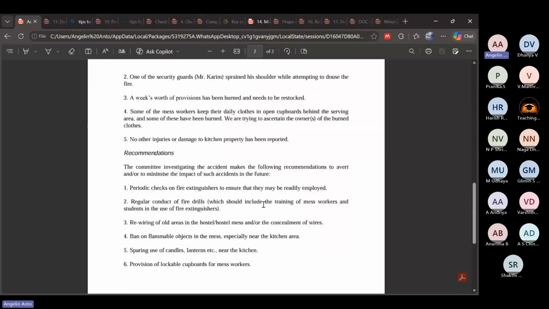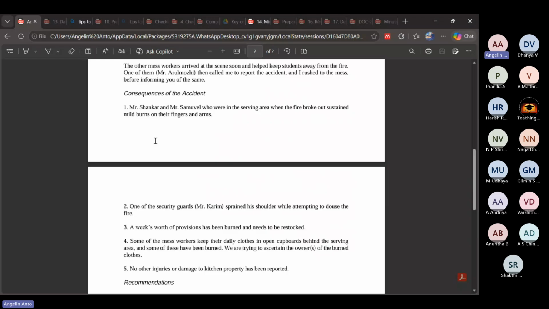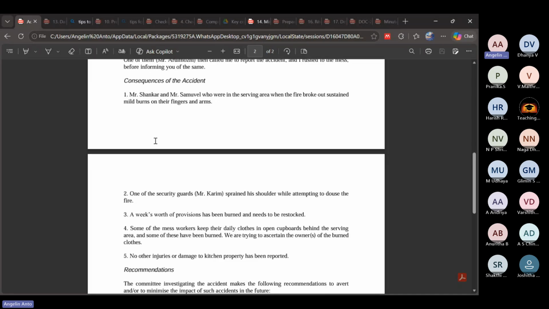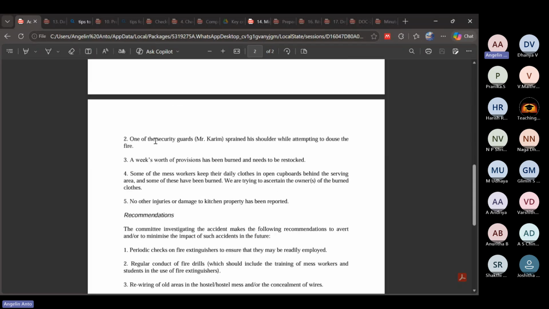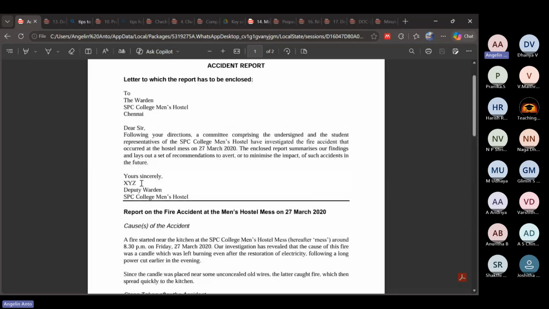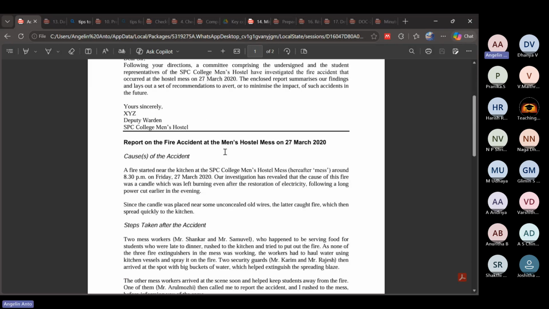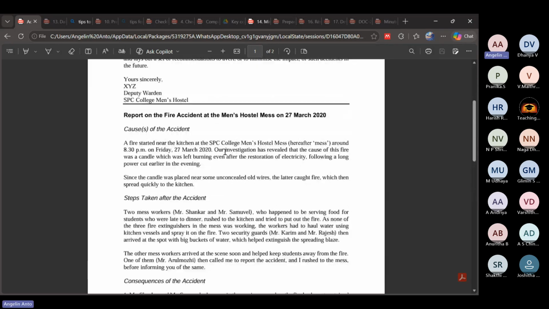So make sure that all these are covered. Once again: what happened, what the accident was and what caused it, what were the immediate steps taken after, what were the overall consequences, and finally, what are the recommended steps I, as a person, whoever is writing this, would suggest. Here I'm the deputy warden, right? So what I, the deputy warden, or whoever you are in the situation, would recommend this person do to prevent a situation like this in the future. So this is generally what an accident report looks like and what you should write.